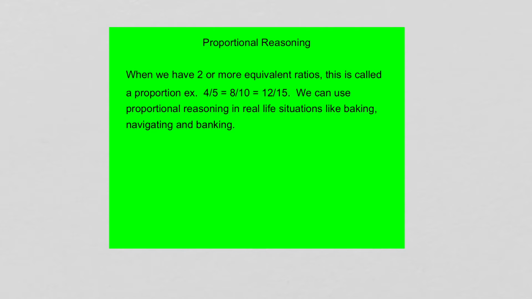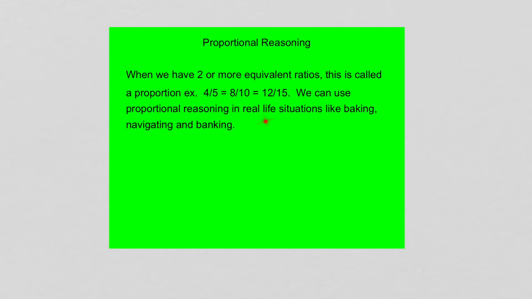In math, we have been studying ratios and looking at equivalent ratios. And what we're going to do now is focus on problem solving with equivalent ratios using proportional reasoning. When we have two or more equivalent ratios, this is called a proportion. For example, 4 to 5 equals 8 to 10 equals 12 to 15. That's proportional reasoning. That's an equivalent ratio, and that's a proportion.